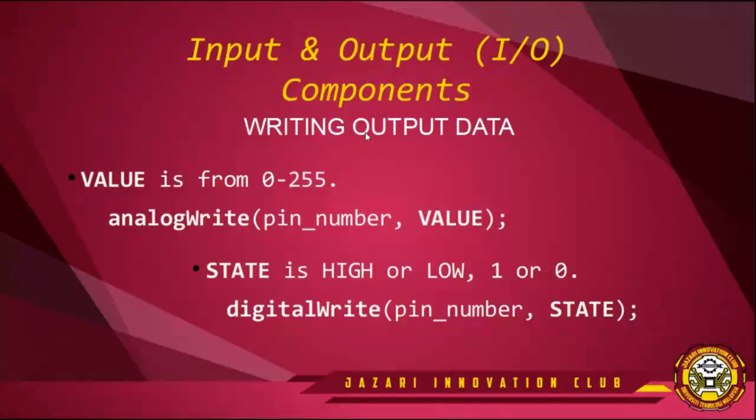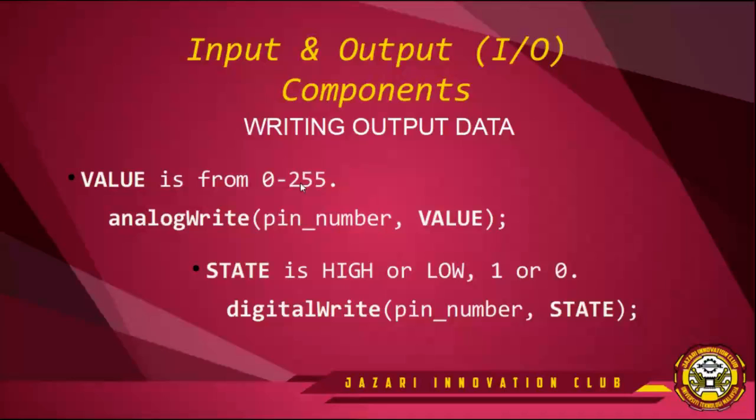So how to write output data? Okay, you write output data. So for analog, the value is 0 to 255. You need to write exactly like this: analogWrite, with capital W, and then the pin number, the same pin number that I was talking about just now, and then the value. The value should be numeric, okay, not a capital letter or something like that. Should be numeric value. Okay, 0 to 255 only here.